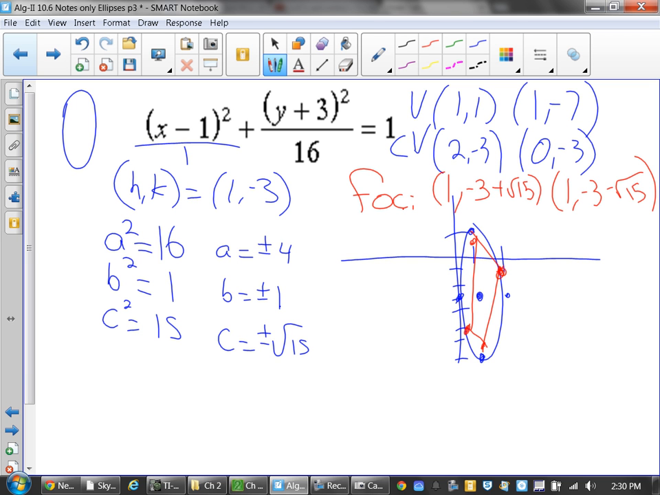Notice how your vertices are vertical. Your foci will be vertical as well. Your vertex always opens to the foci. Always. So that means your foci and your vertex and your center will always be on that same symmetry line. Same thing if it was twisted this way, they'd all be on the same horizontal line. When they're vertical, they will all have the same x coordinate.